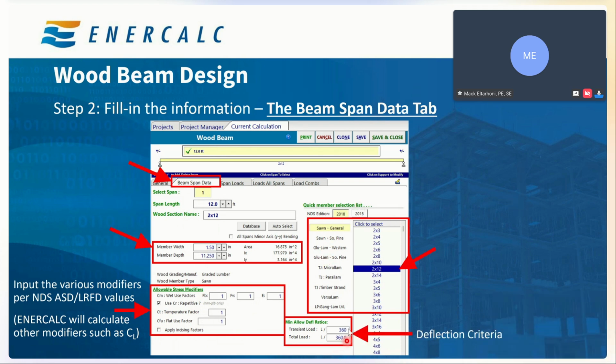Lastly, on this page, we have, of course, the deflection criteria. You can use whatever you want for transient load and total load, L over whatever you need. We're using here L over 360.